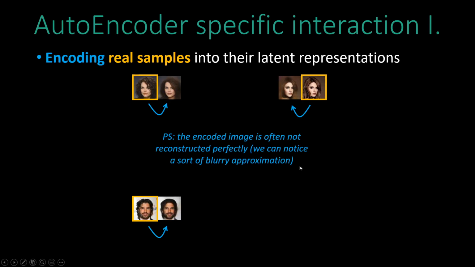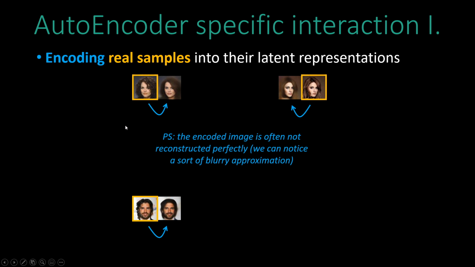So what I would like to talk about is one specific type of interaction that we can have with autoencoders. If you remember, in the autoencoder model, we can encode real samples and get their latent representations. So this is using both parts of the model, not just the decoder part, but also the encoder. You can take real samples of real people and then encode them using a model which was trained on this dataset of faces, let's say.